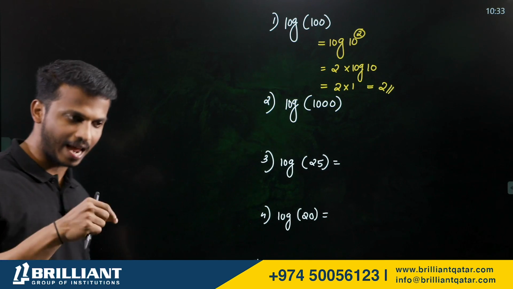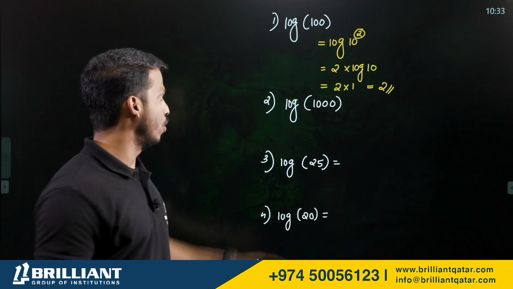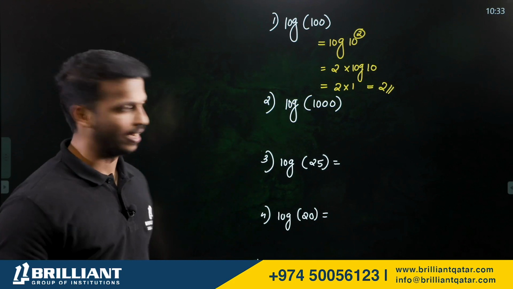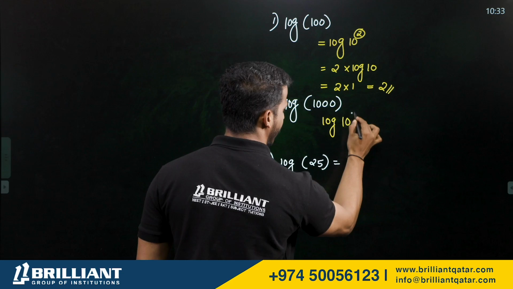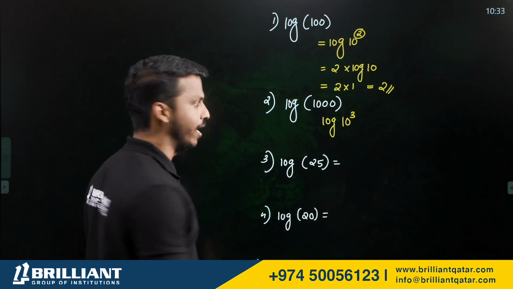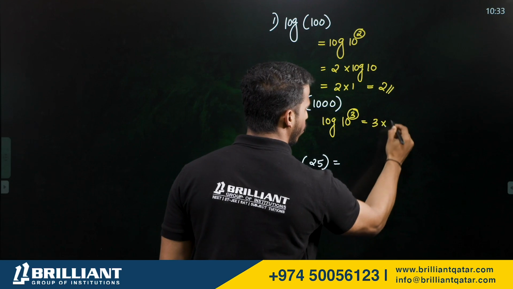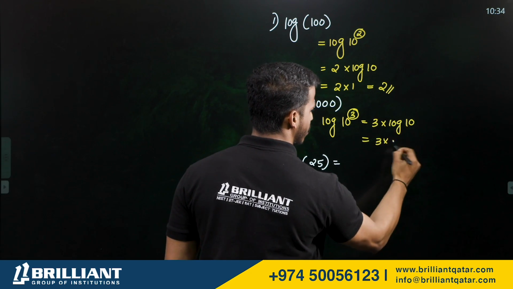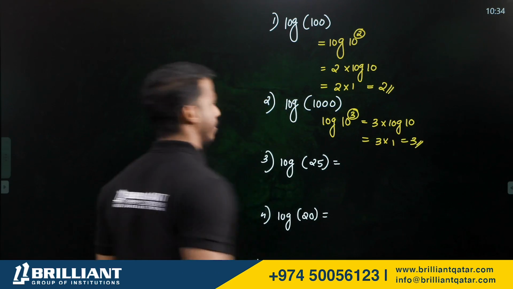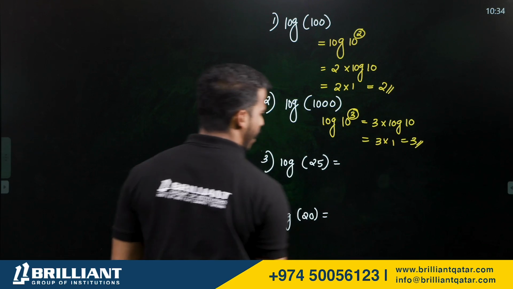You know, log 10 is 1 and log 100 is 2, so log 1000 is expected to be 3. Let's see. Log 1000 we can write as log 10 cube, since 10 cube is 1000. So log a to the power b is b into log a: 3 into log 10, which is 1, so it is exactly 3. Okay, next one, log 25. How can we write log 25?